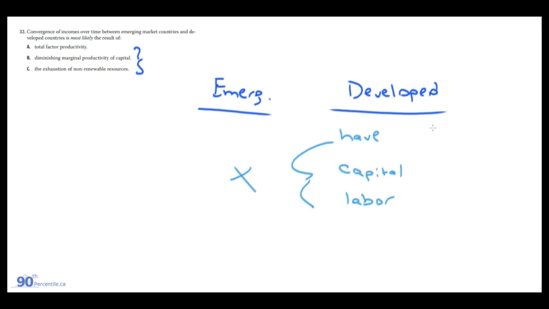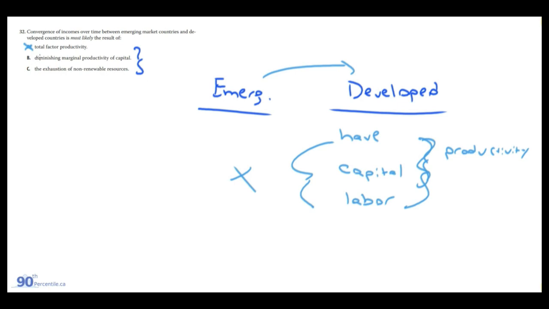Whereas developed countries who already have all this stuff rely on growth in productivity. So that's the total factor productivity that we just mentioned. So they rely on increases in productivity, whether it's through technology advances or any sort of improvements along that nature to make their inputs more efficient. So coming back to this question, the convergence of incomes is most likely the result of, it's not total factor productivity because emerging markets don't have to worry about that yet. They worry about that once they become developed.